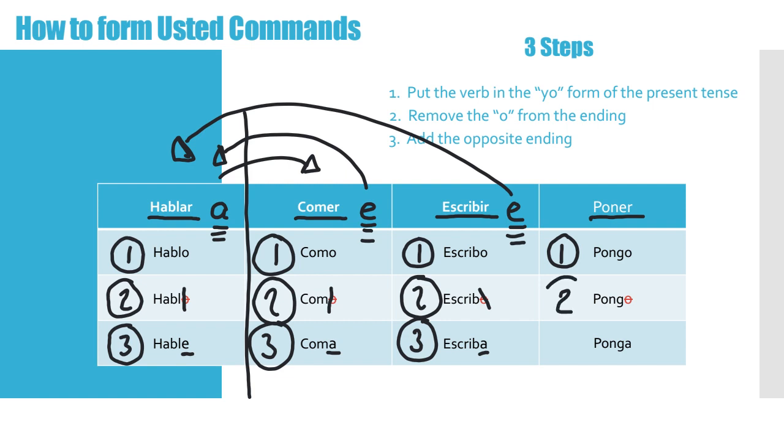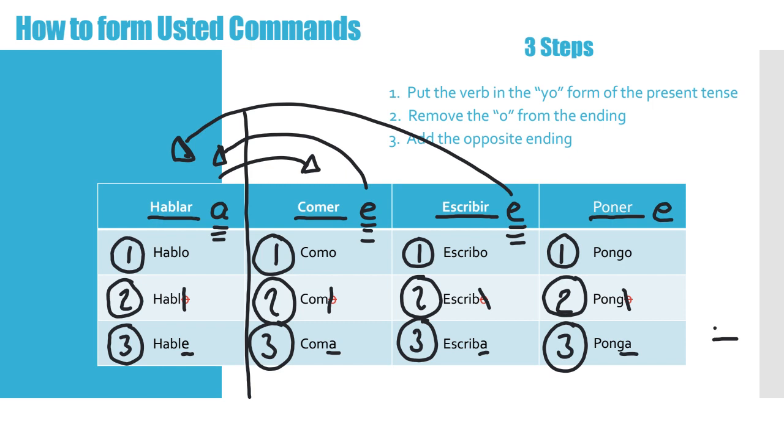Our second step is to drop the O. So we get rid of the O. And then our third step is add the opposite ending. Since it was an ER verb and we would usually add E onto the end, instead of adding the E, we're going to add the A. So we end up with ponga, all right?